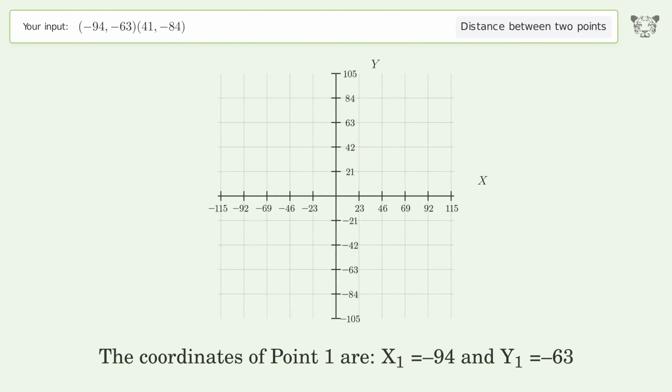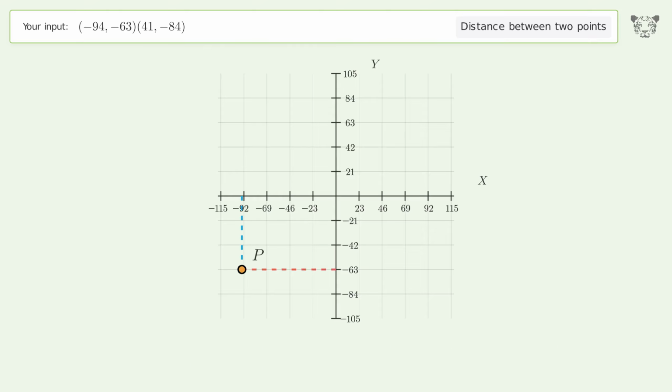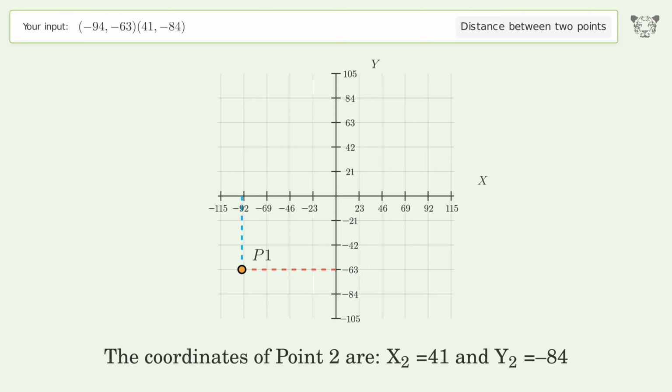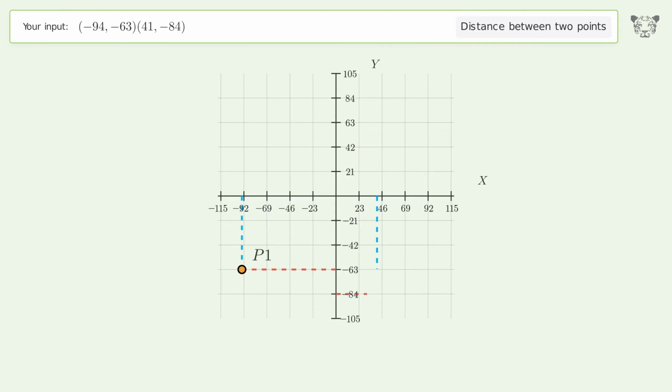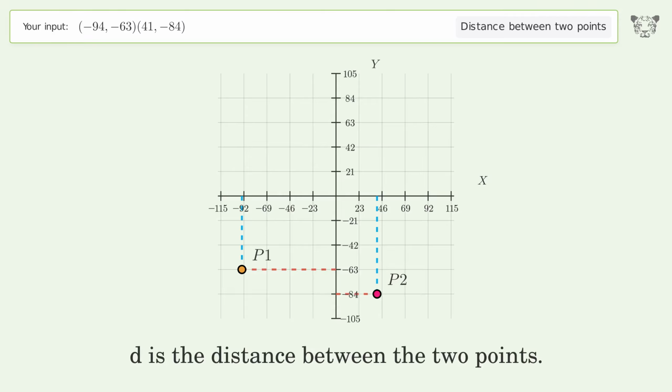The coordinates of point 1 are, x1 equals -94 and y1 equals -63. The coordinates of point 2 are, x2 equals 41 and y2 equals -84. D is the distance between the 2 points.